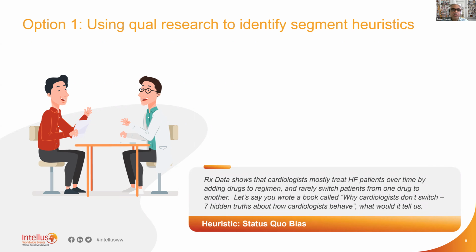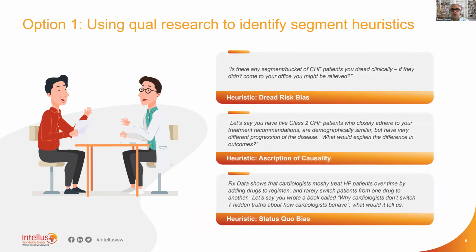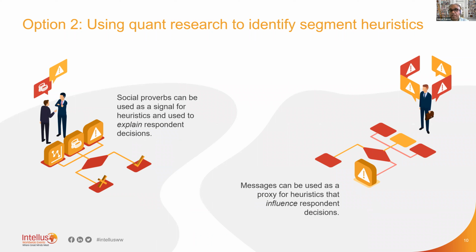So you need to figure out first which ones you want to study, and then for each heuristic, you need to find ways to cleverly disguise the intent of questioning in the form of some kind of projective interview technique. Now, if you were doing this in a quant survey, it would look different. You would use a different approach. Here are a couple of ideas on how you could do it in quant.